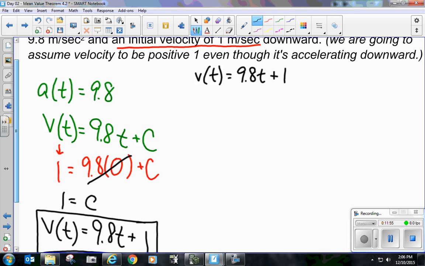Okay? Now, careful, because this one seems easy. What would give me 1? Well, in this case, t, because this would give me t in my position. Yes. Well, what do I take the derivative of to get 9.8t? How did you figure out that it was 4.9t squared?